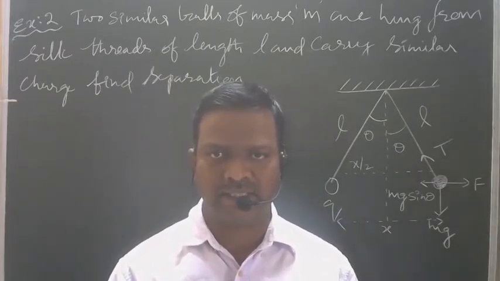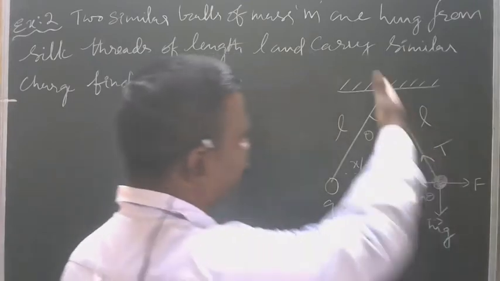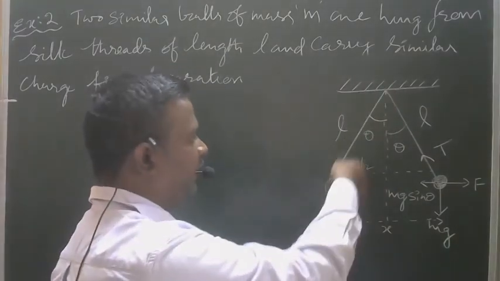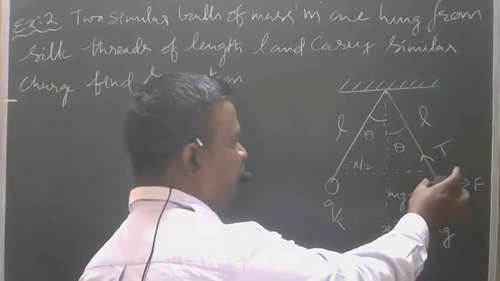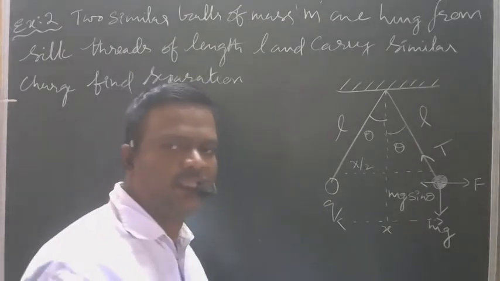Length is L. Find the separation between them. Here in this one, two simple pendulums like that. These two are hung with silk thread. The two masses m are similar. The separation is considered as x.